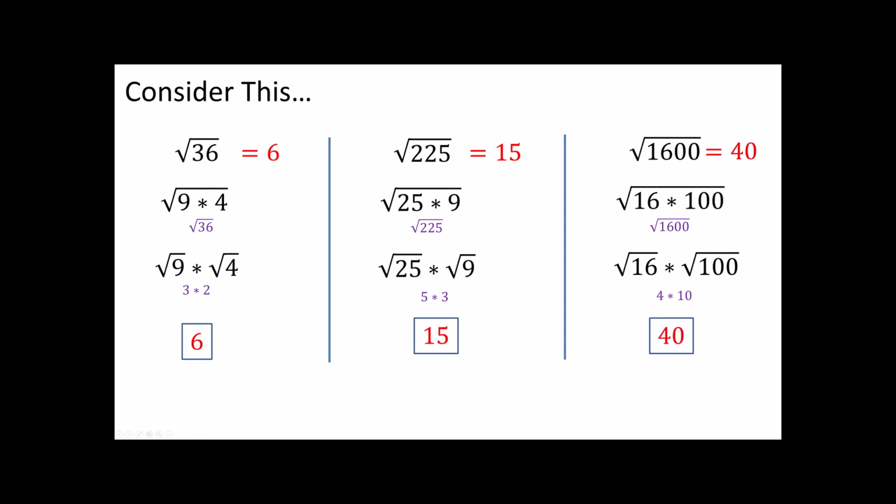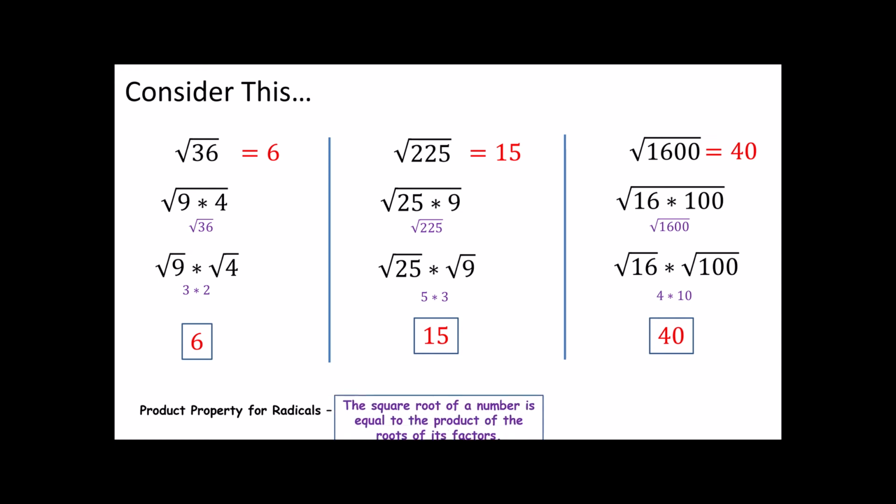You have 3 examples where the square root of a number gave you the same value as if you took the square root of each of the factors and multiplied them together. In fact, that's a very important property that we have in this unit.